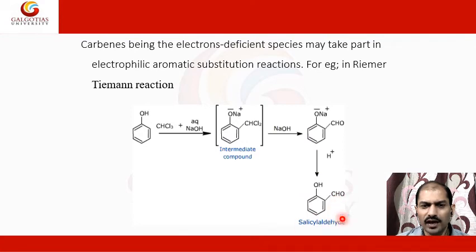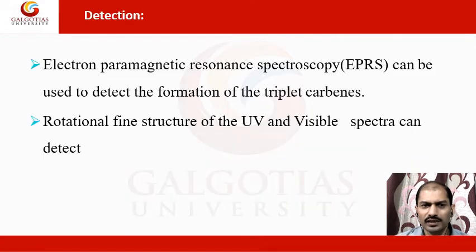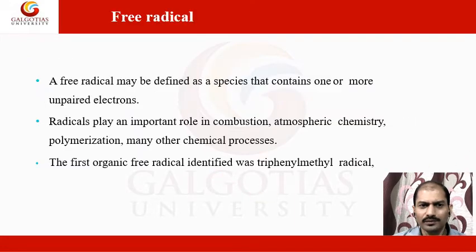So salicylaldehyde formation is taking place. Detection, as we said, is by electron paramagnetic resonance spectroscopy, which is generally known as electron spin resonance spectroscopy. UV visible spectroscopy is also very helpful. So these are some of the important techniques by which you can detect the carbenes.